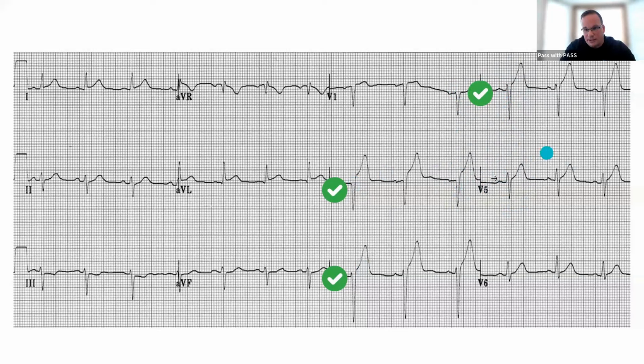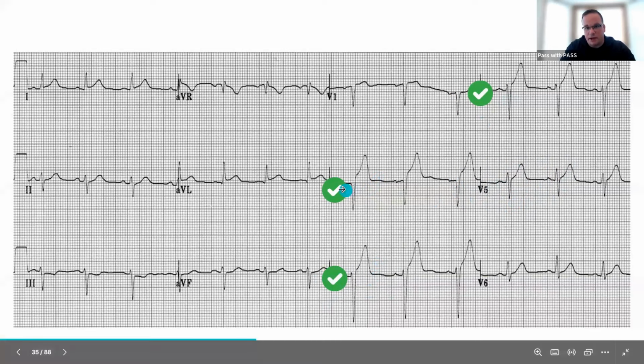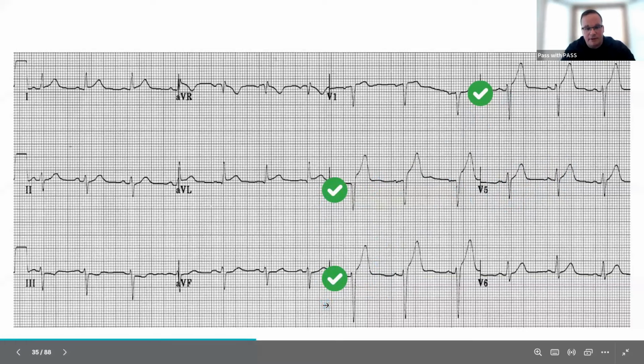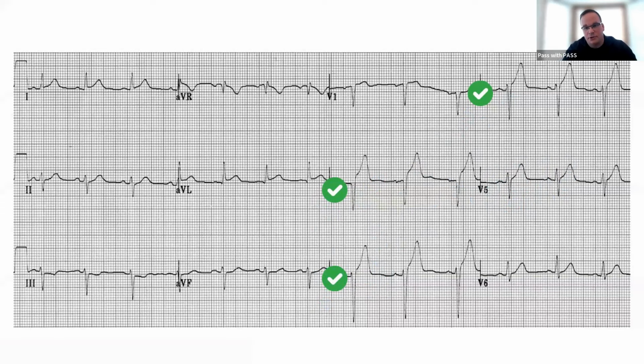And I wouldn't be surprised if I absolutely have 1 millimeter or more of elevation in V5, which would change the way we would name this. So this, as it stands now, is an anteroseptal wall MI. I have elevation in V3, V4. I also have it in V2. V2 is a septal lead. V3 and V4 are my anterior leads. Whenever I have an anterior wall MI associated with another type of MI, we always put that word anterior first. So anteroseptal or anterolateral. This happens to be an anteroseptal.